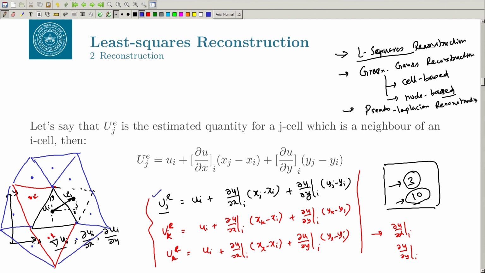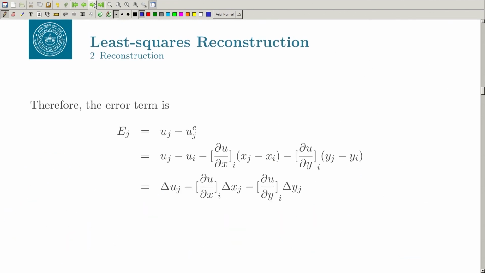So what we will do, you actually know the value at u_j, do you not. You know the value of u_j, you know the value of u_k, and you know the value of u_l. These are the values which are stored at the cell centers. So what you can do is calculate the error: your actual u_j that you know minus u_j estimated. If you do that, you will have u_j minus u_i minus del u by del x at i times (x_j minus x_i) minus del u by del y at i times (y_j minus y_i). So you can write it in terms of the error E_j like this.